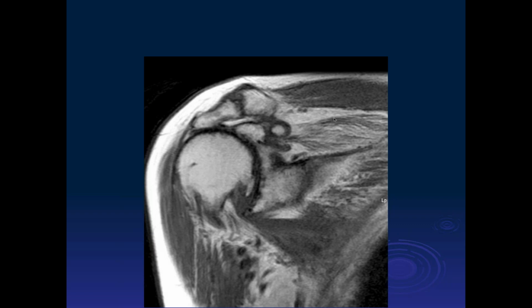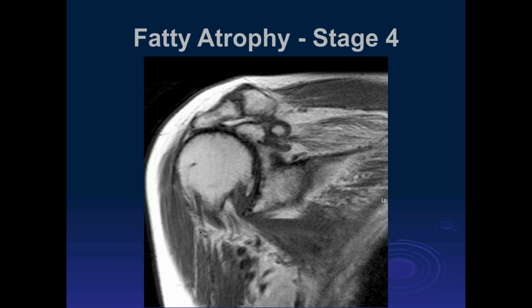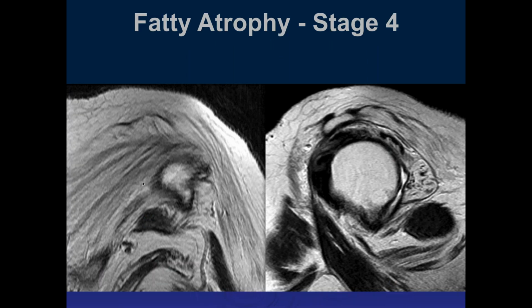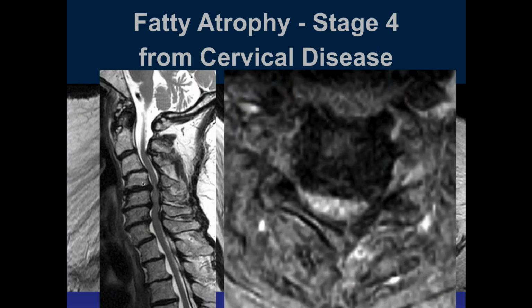Good. Okay, and here would be stage 4 fatty atrophy of the supraspinatus muscle, obviously retracted, chronic disease, and we can see chronic superior migration of the humeral head, bone-on-bone articulation, marginal osteophytes, denudation of the articular cartilage. Obviously, this is severe disease. On the coronal images, we can see severe fatty atrophy also of the deltoid, as well as the infraspinatus and the teres minor. So, stage 4 disease.